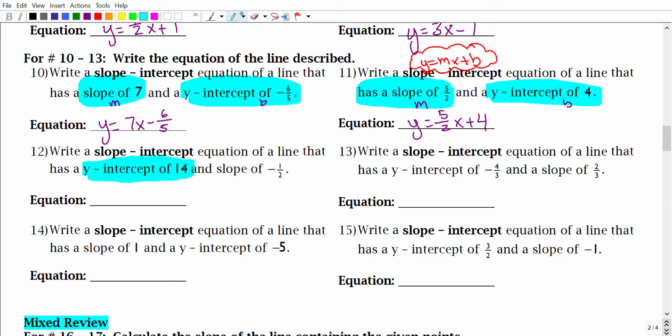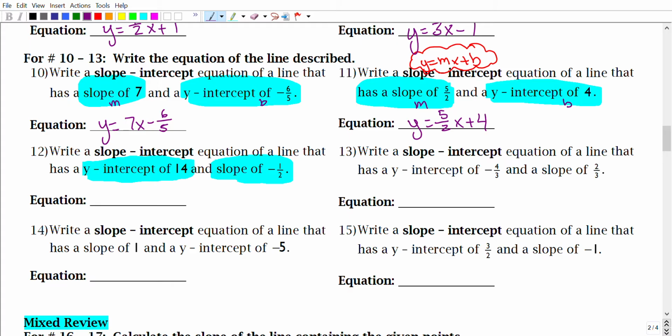So what we were discussing is problem number 12. We were trying to write the equation as described, and we saw right away that they're asking for a slope-intercept equation, which means we have to use a y equals mx plus b equation. We were also given a y-intercept of 14 and a slope of -1/2. Now, I highly recommend that you write out underneath that what you were given.